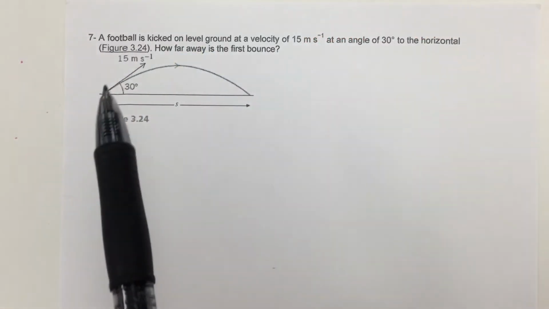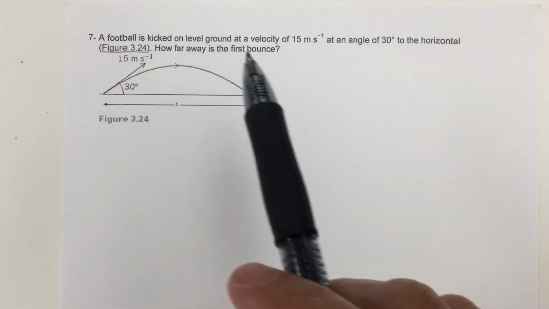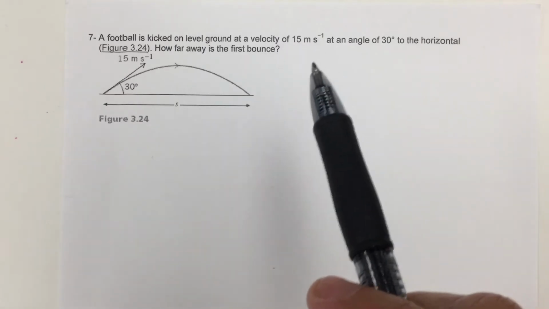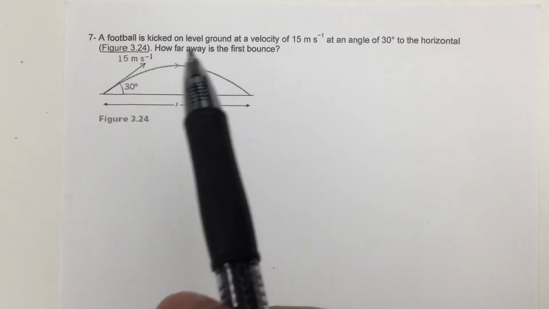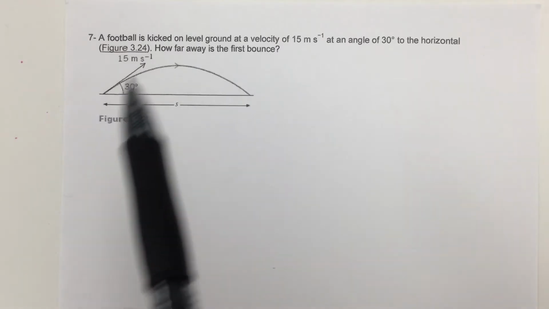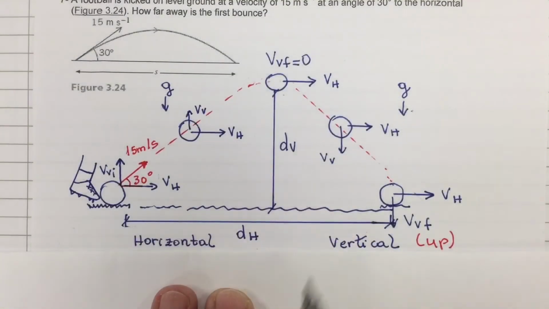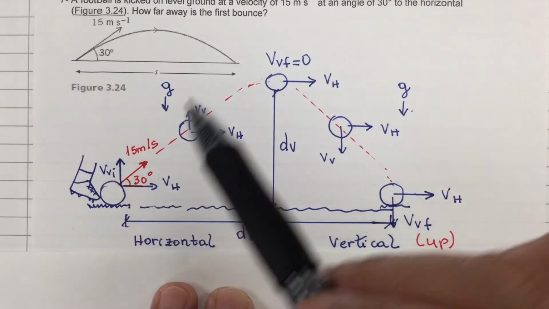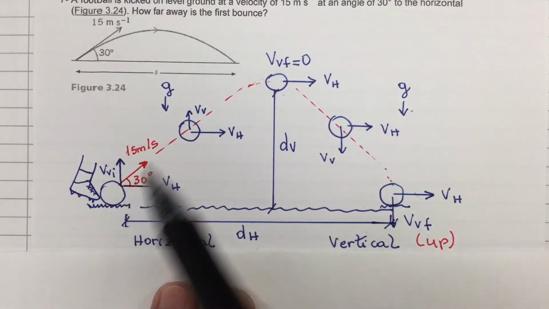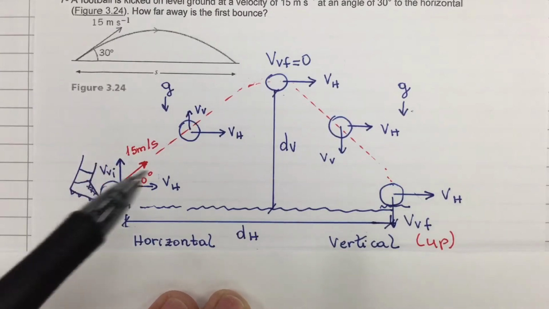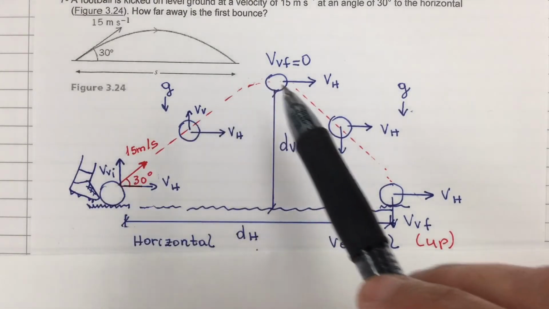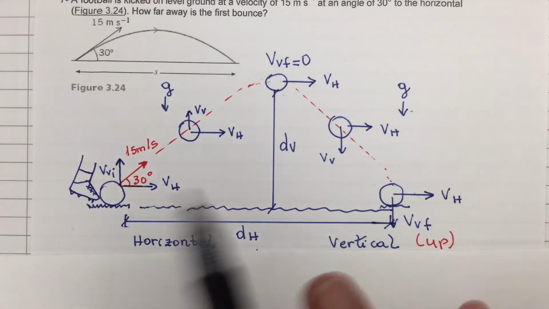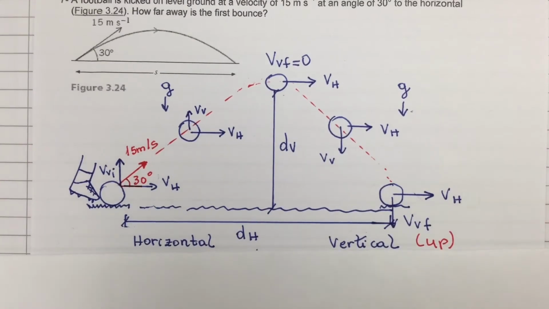Question number 7. A football is kicked on level ground at a velocity of 15 meters per second, at an angle of 30 degrees to the horizontal. How far away is the first bounce? Here in this diagram, I show more details about the trajectory of this ball when it is launched at an angle. Considering there are no external factors affecting this symmetry, I'm going to show you how to solve this problem in a very easy way.